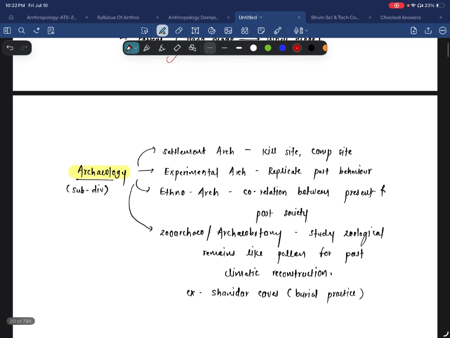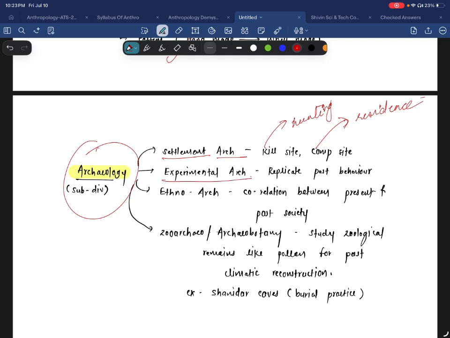Okay. What are the different subdivisions of archaeology? That is settlement archaeology. We generally talk about the kill sites and the campsites. Kill sites are generally where hunting and so on has happened. Campsites are generally where residents or people have stayed for some time. Experimental archaeology is generally one in which we try to replicate the past behavior, right?